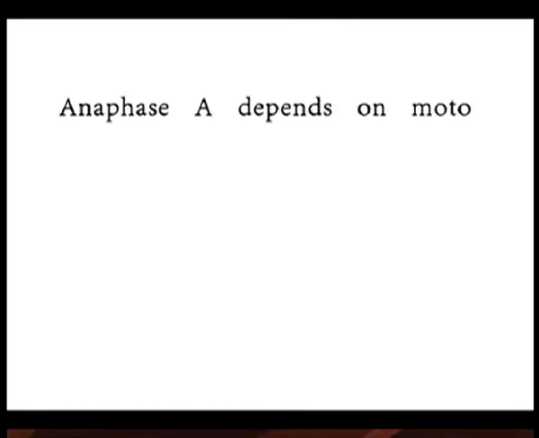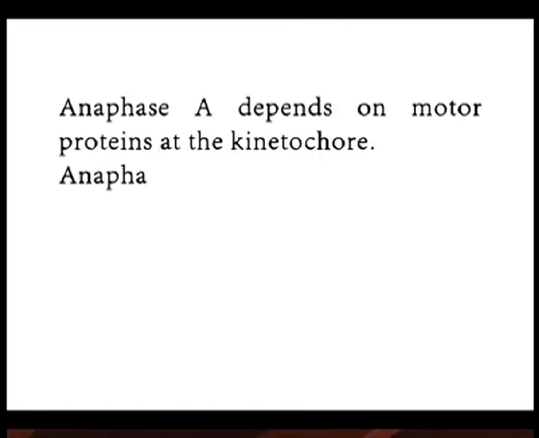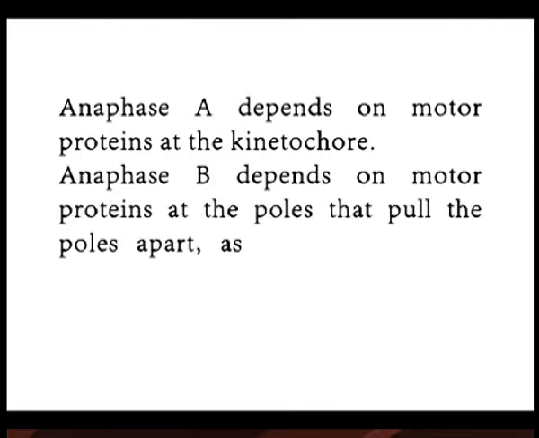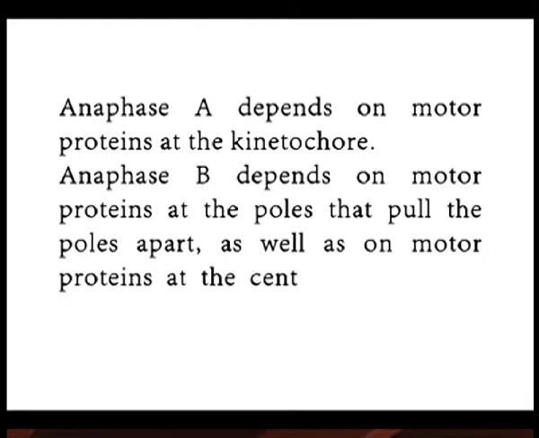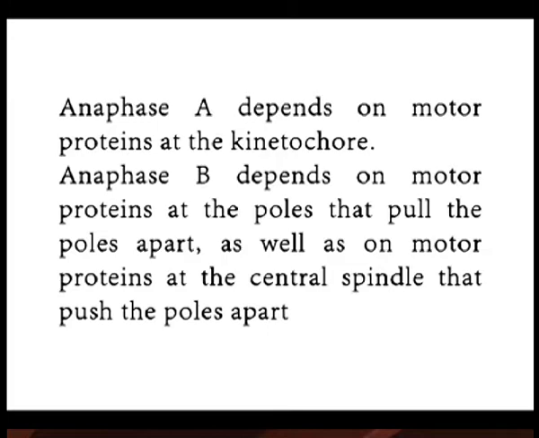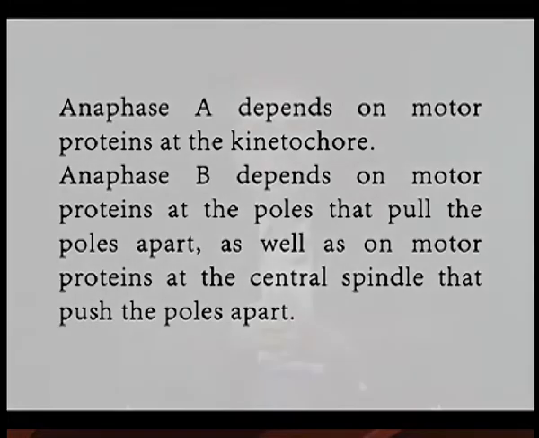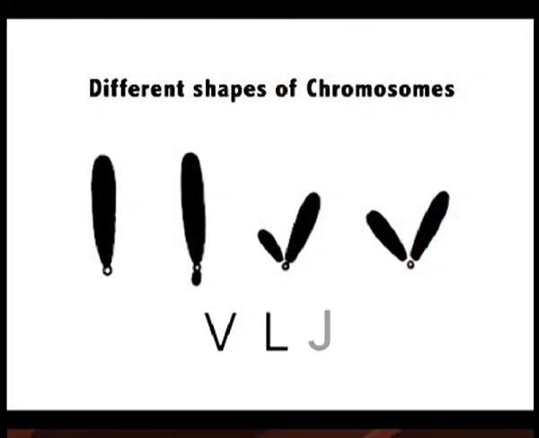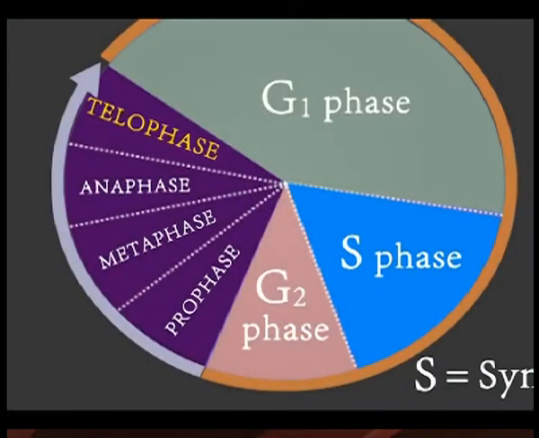Anaphase A depends on motor proteins at the kinetochore. Anaphase B depends on motor proteins at the poles that pull the poles apart, as well as on motor proteins at the central spindle that push the poles apart. Chromosomes may exhibit different shapes depending on the location of centromeres. So they may be V shape, L shape or J shape. The chromosomes usually move toward the poles at the rate of about 1 micrometer per minute. Now we have the last phase called telophase.